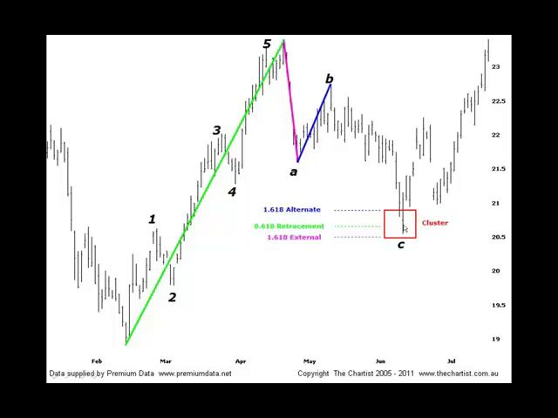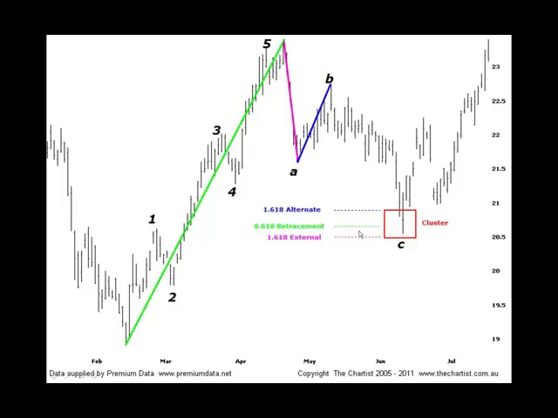So what I've done is I've color coded everything here. So on the green line going up is a 61.8% retracement of the green line. So that's a 61.8% retracement of the prior impulse.